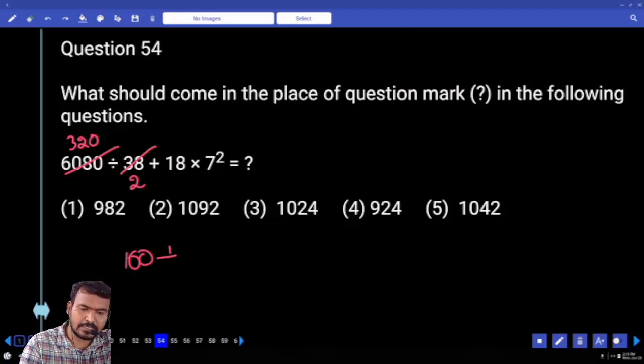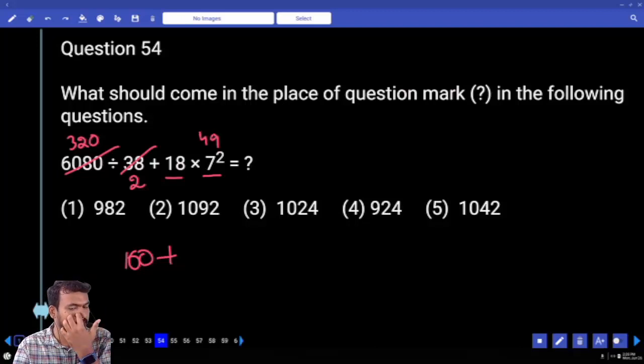160 plus 18 into 7 square. What is the 7 square? 49. 18 into 49 means it is 18 into 50 times minus 1 time or not? What is the 50 times value? 900. What is the 1 time value? 18. 900 minus 18.